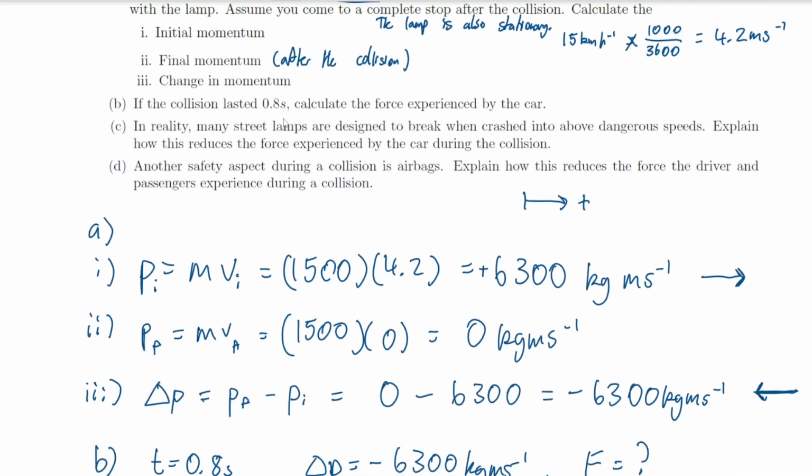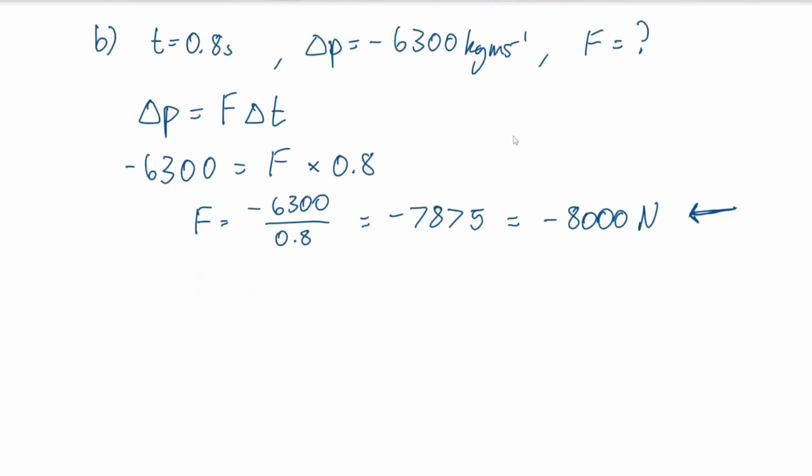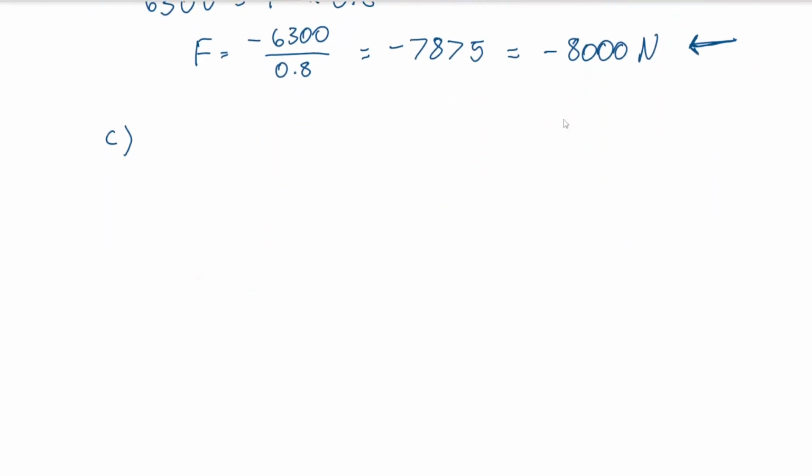Okay, and if you didn't know, a lot of street lamps, particularly in high-speed areas, are designed to break when crashed into. Explain how this reduces the force experienced by a car during a collision with the street lamp. So what's going to happen? The street lamp is going to sort of shear off. It doesn't just fall right over.